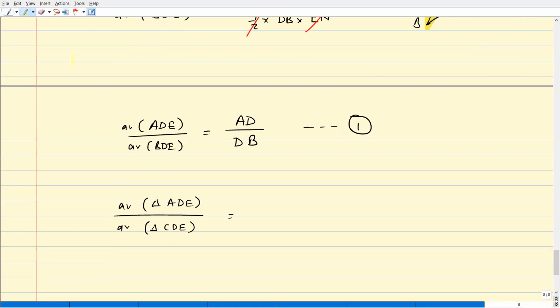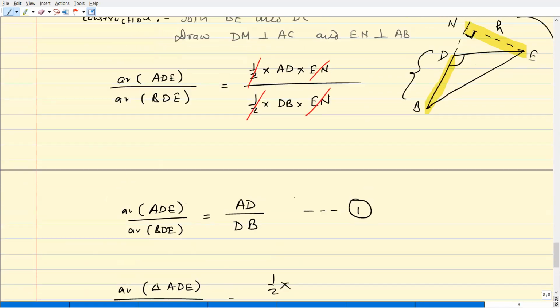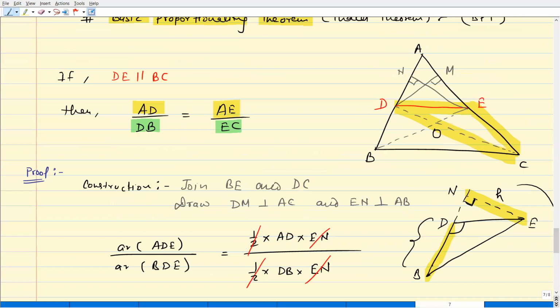See, in the first part, remember I found the ratio of area of ADE by BDE. So the numerator is same here, but I have changed the denominator. So denominator is something different. Okay, but let's get back to this. ADE, what we will consider this time? Half into base AE, right? Base will be AE for us and height will become DM. Half into AE into DM.